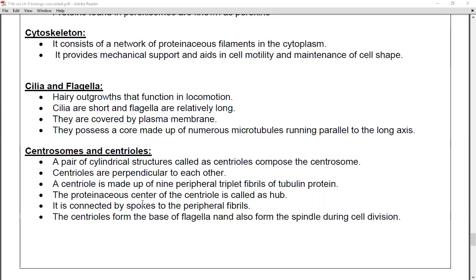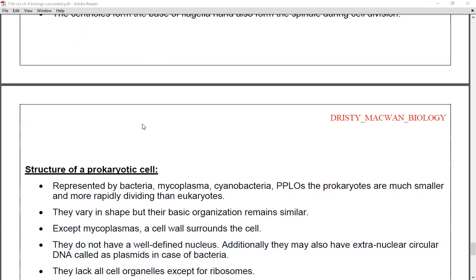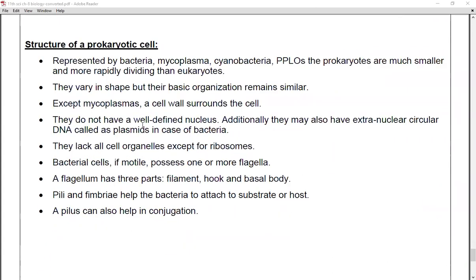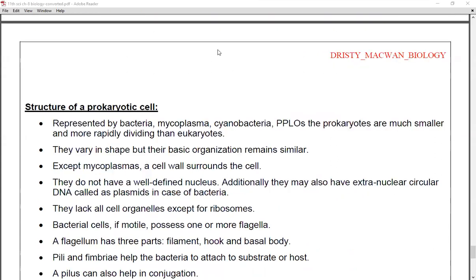Okay, so this is all about the centrosomes and the centrioles. Now we are going to see the last topic of this chapter. Till here it was about the eukaryotic cell. Now all these organelles are observed in the eukaryotic cell. Now we are going to see the structure of a prokaryotic cell.